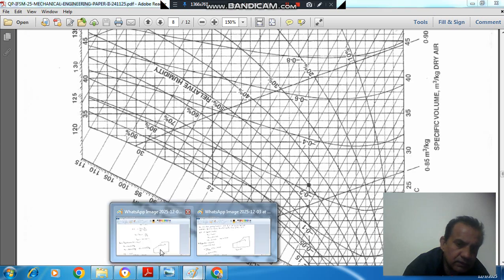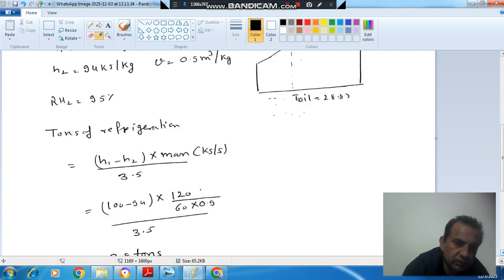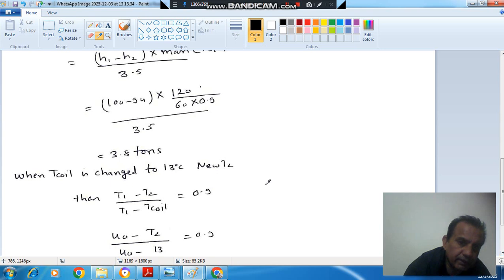So answer to the first question is the relative humidity at 2 is 95%, and enthalpy at 1 is 100 and enthalpy at 2 is 94. And tons of refrigeration required are H1 minus H2 divided by 3.5, into mass flow rate. And volume flow rate is 120 meter cube per minute or 120 by 60 meter cube per second. And here the specific volume is 0.9. So tons of refrigeration comes out as 100 minus 94 into 120 by 60 by 0.9, divided by 3.5. That will be 3.8 tons. Okay. So this is the answer to the first question.